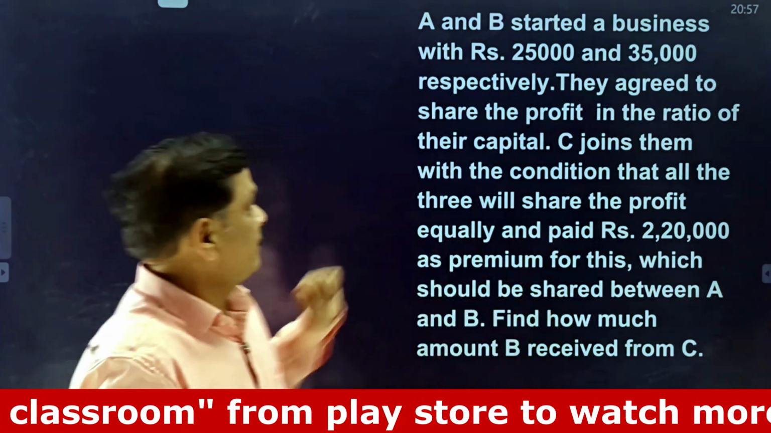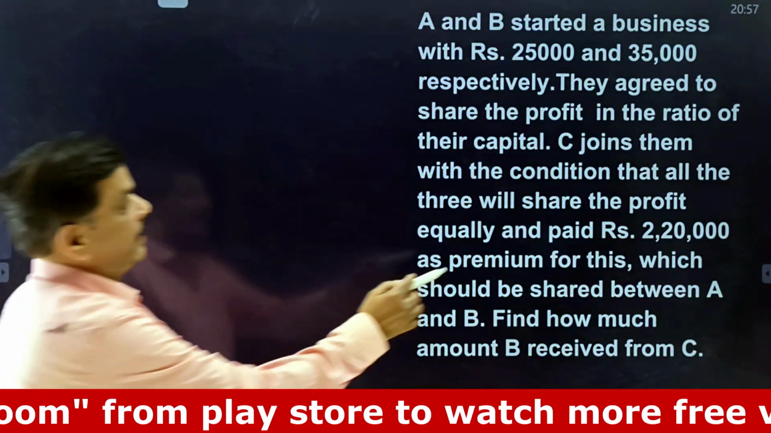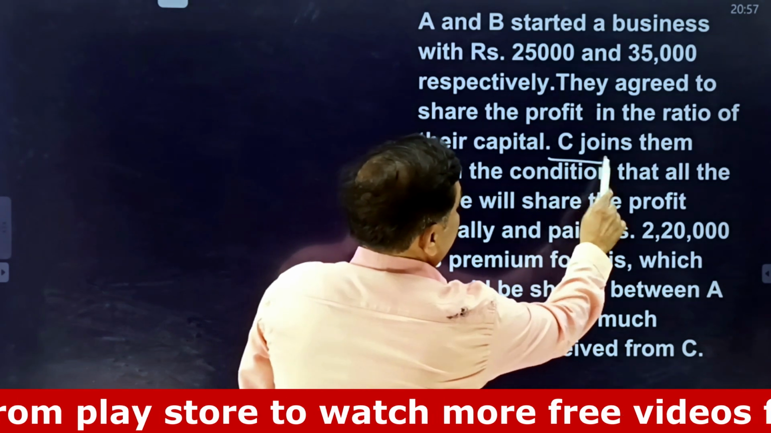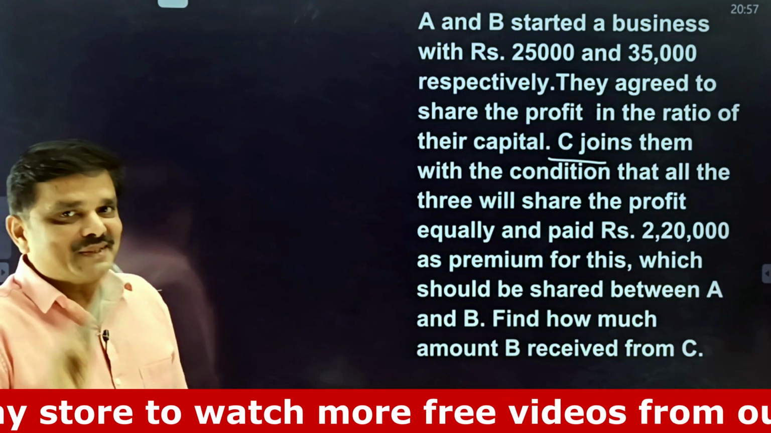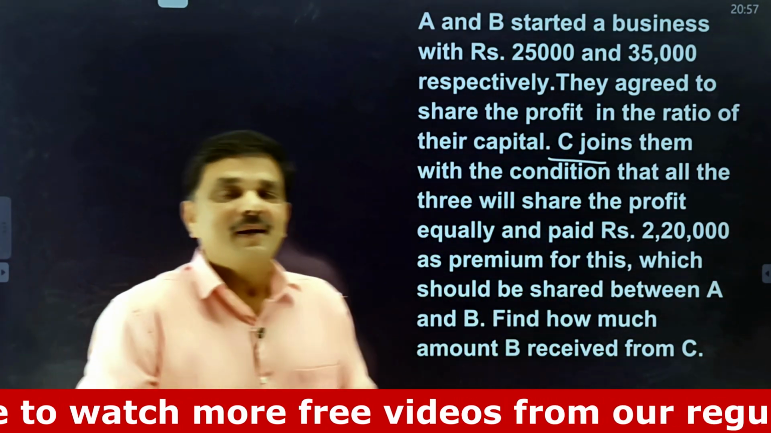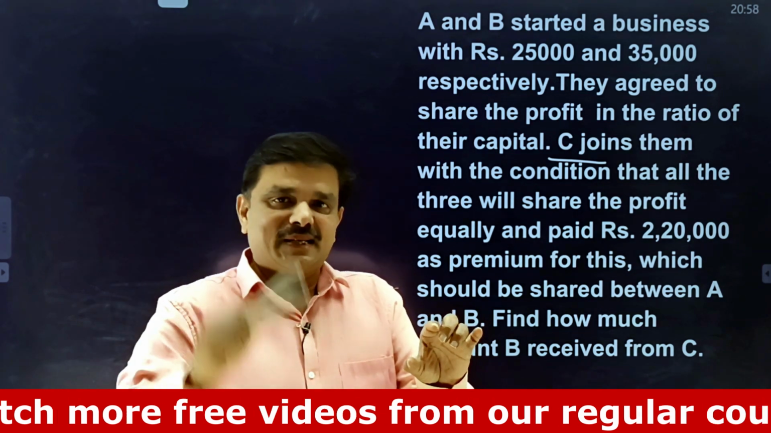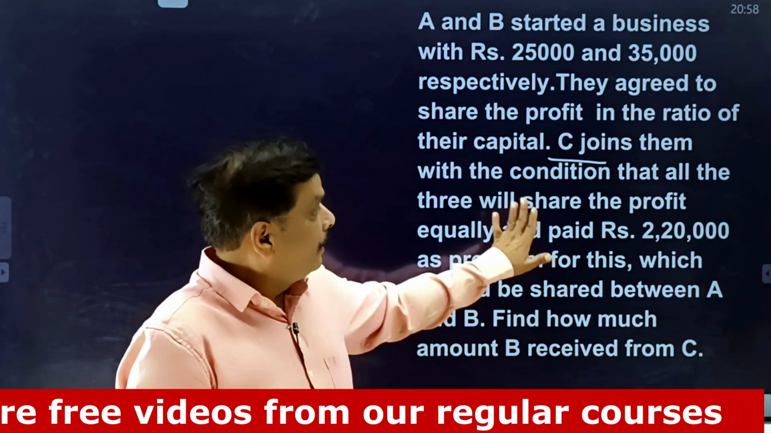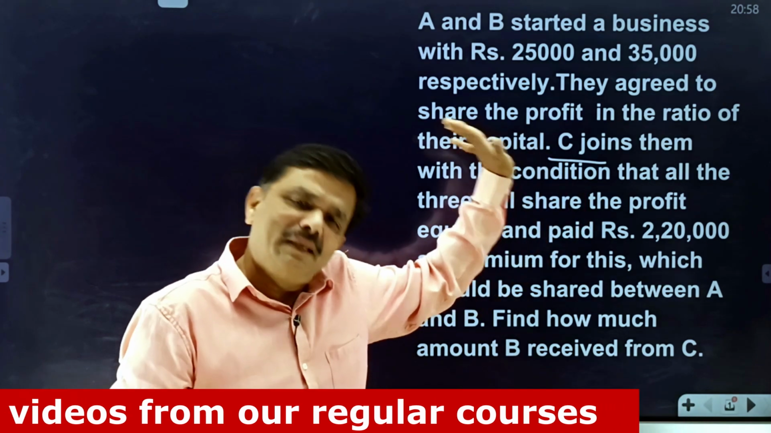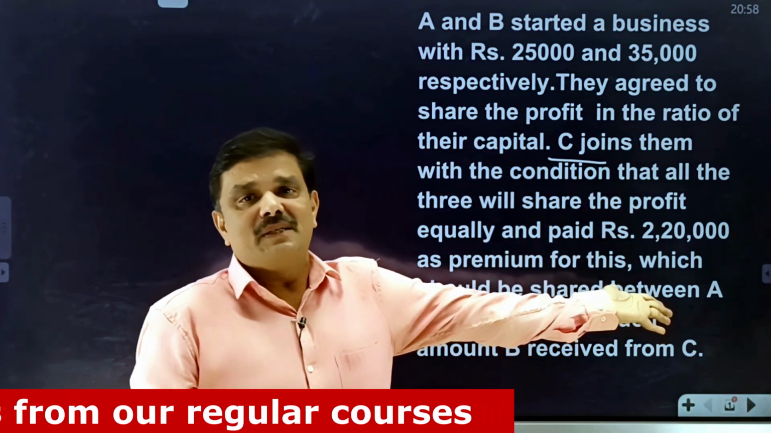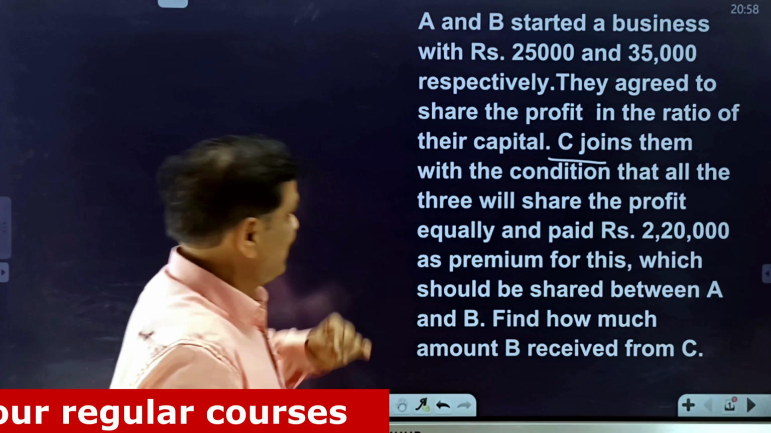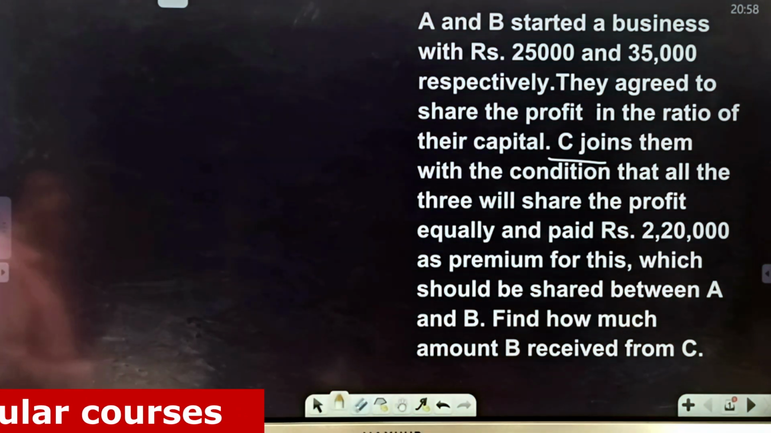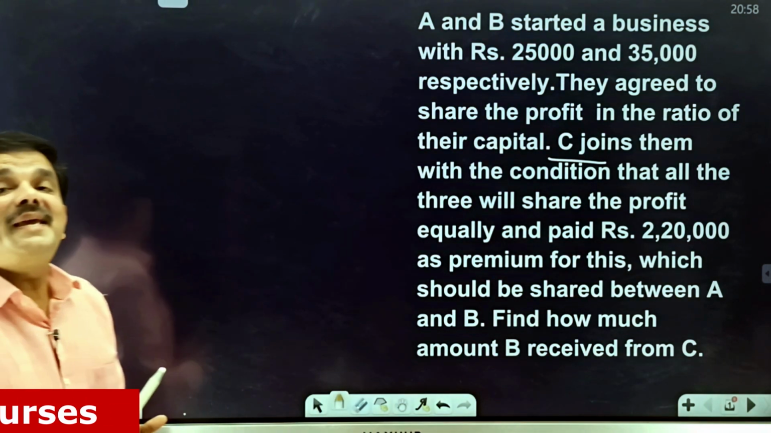Then after that, here the twist is there. C joins them. Not after some time. In most of the questions, C joins after 6 months or 7 months, whatever it may be. But here, C joins them immediately, that means at the starting of the business only. C joins them with the condition that all the three will share the profit equally.